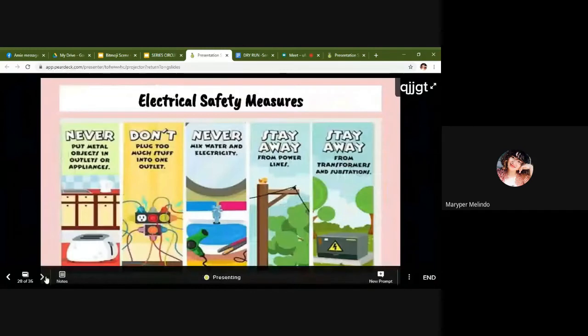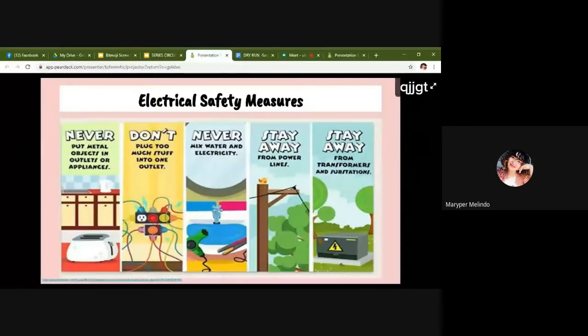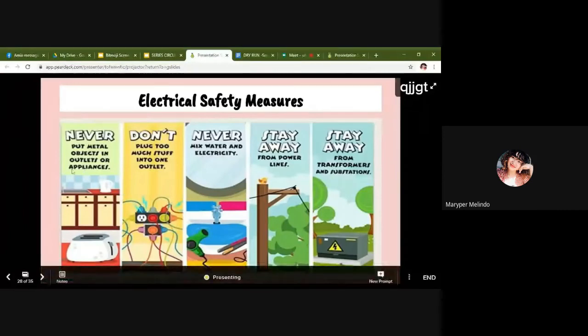Okay. Now, because of that, here are some of the electrical safety measures that we could do. First is, never ever put objects in outlets or appliances. Why? Because metals are good conductors of electricity. Electrons can flow easily there. Diba? So, nakakatakot yun.